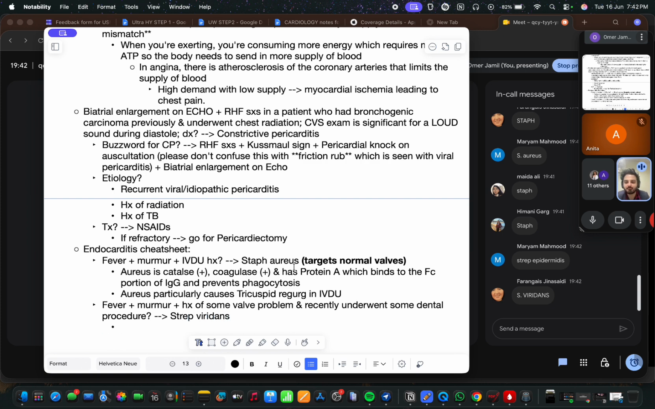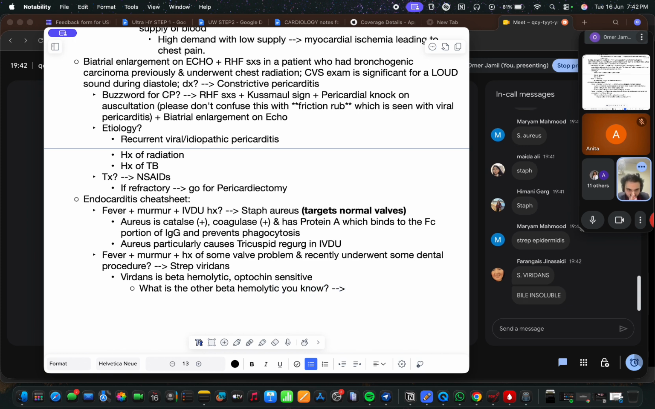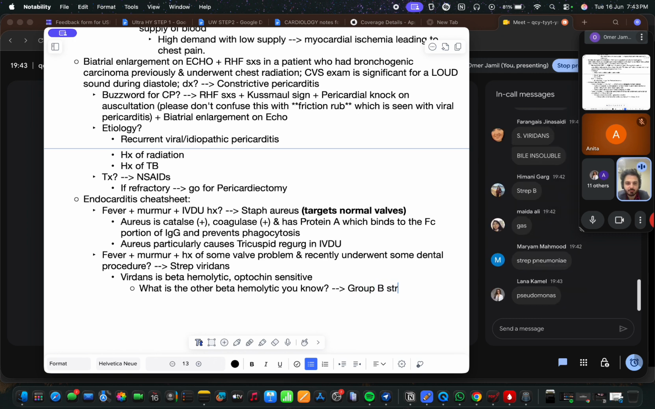Okay, so viridans is beta hemolytic, optochin sensitive, bile. I don't remember the bile point, whatever. Okay, and what is the other beta hemolytic bug you know? Yeah, bile insoluble, yes. But what is the other beta hemolytic bug you know? Basically a group B strep, strep pneumo. Very good, very good.